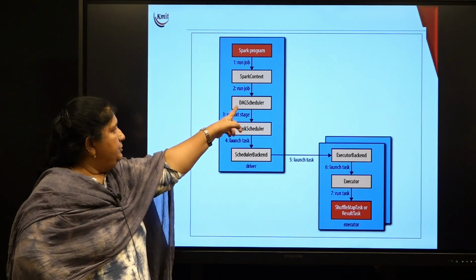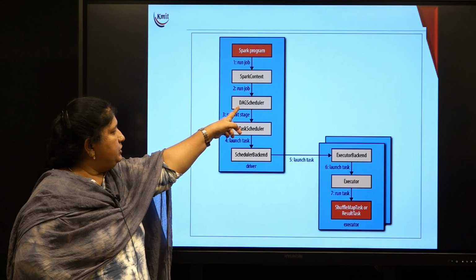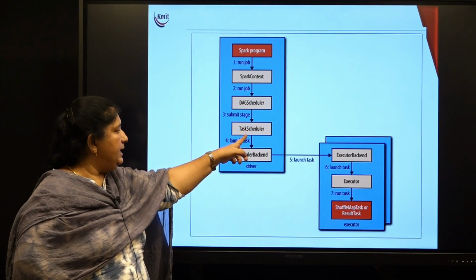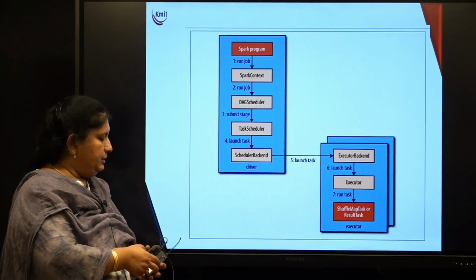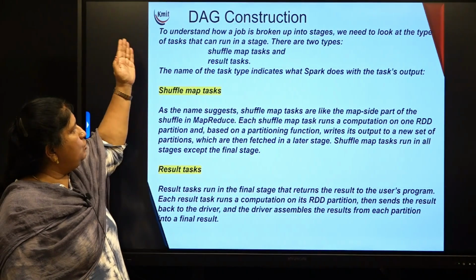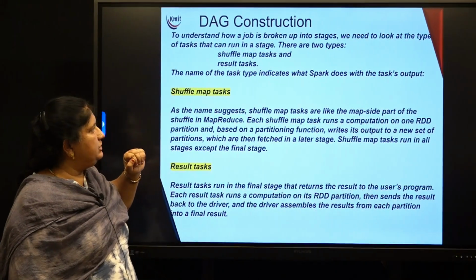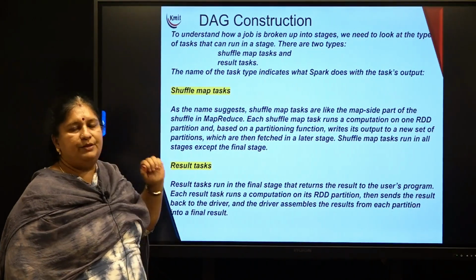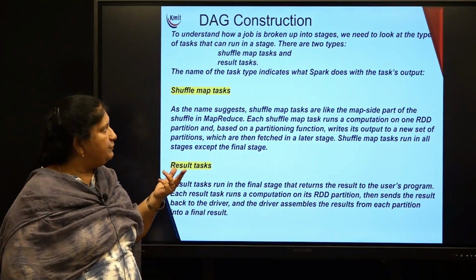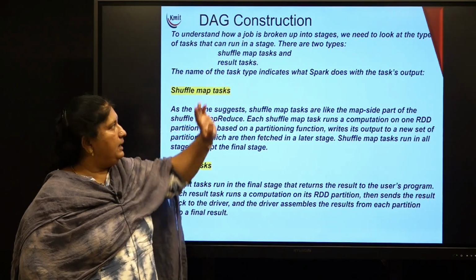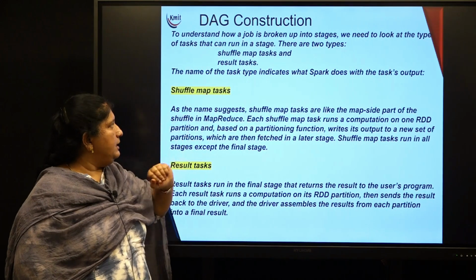So this DAG scheduler tries to divide the job into stages, and every stage has certain tasks to be performed which are taken care by the task scheduler. Now, to understand how a job is broken down into stages, we need to take care of the type of tasks which will be executed at every stage of a Spark system. Two types: shuffle map tasks and result tasks.